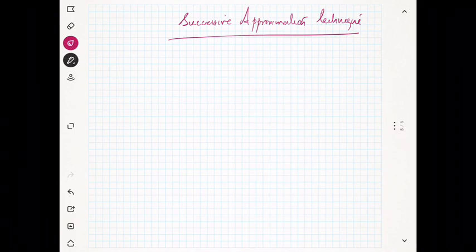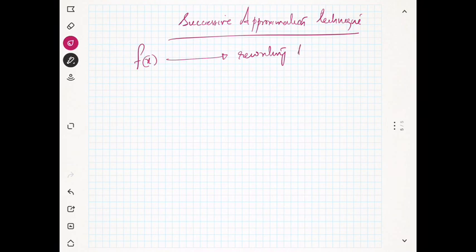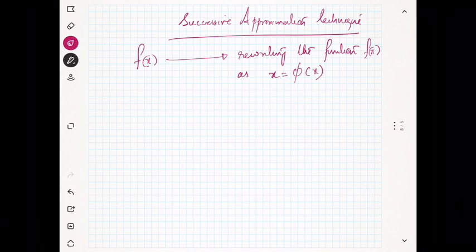Suppose you have a function f of x, we will be rewriting this function f of x as x is equal to some other function of x. Okay, so I will tell you what is this procedure.